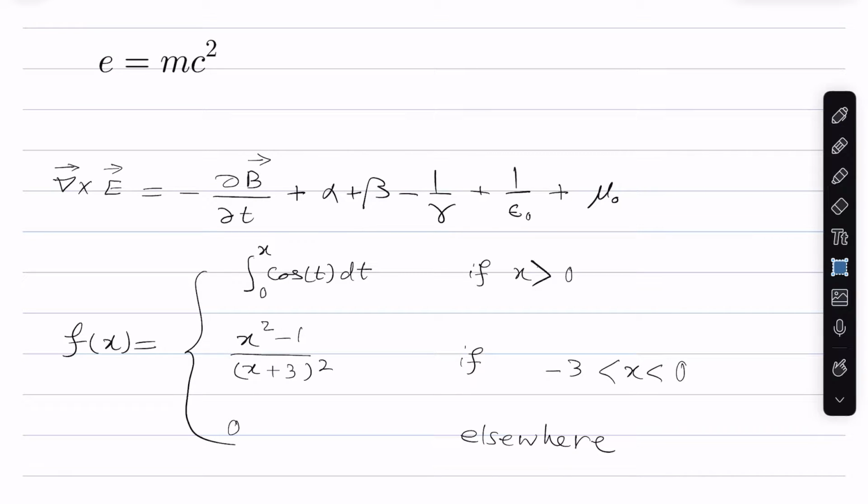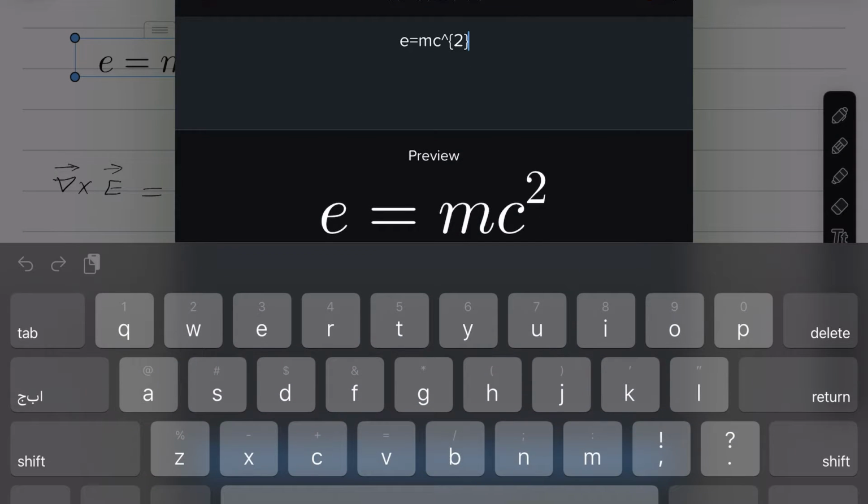So it does a very good job, and if you're not happy with it, you can hit the edit button, and it gives you the option here to modify the LaTeX code for that equation. Yes, the equations are given in LaTeX code.